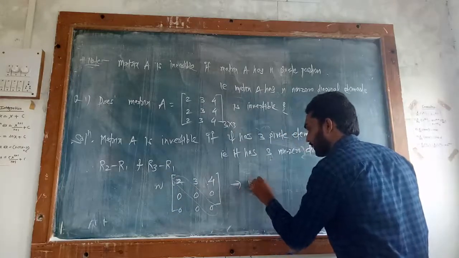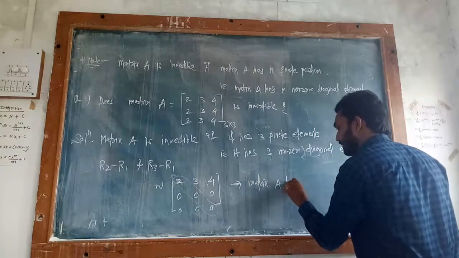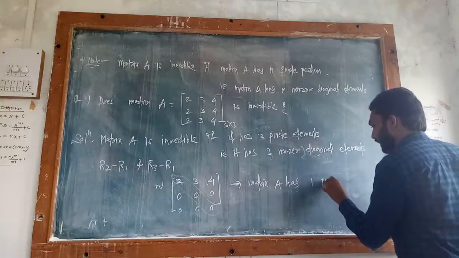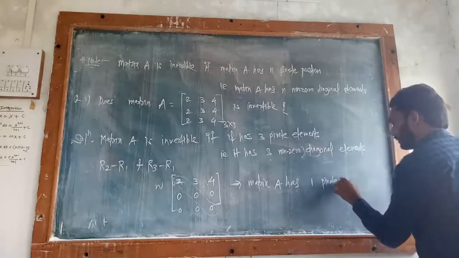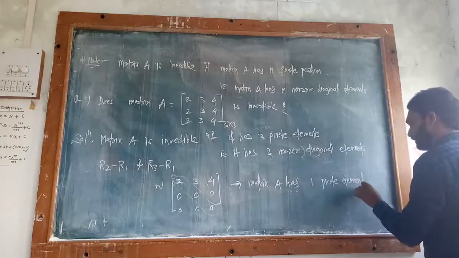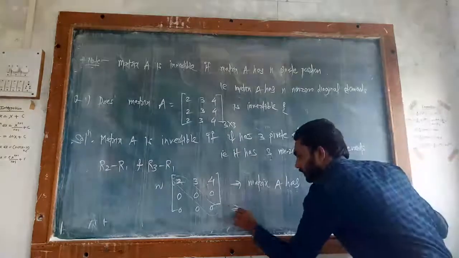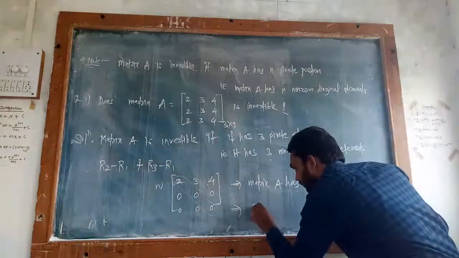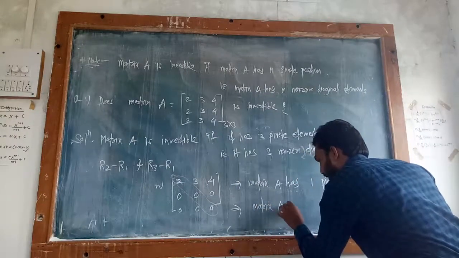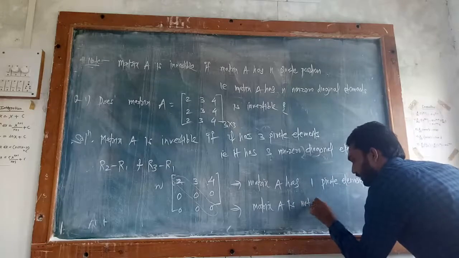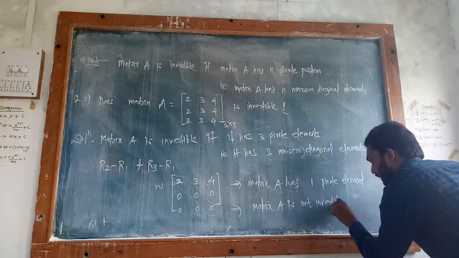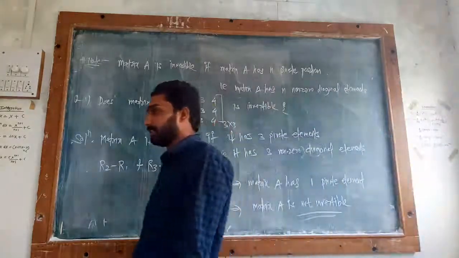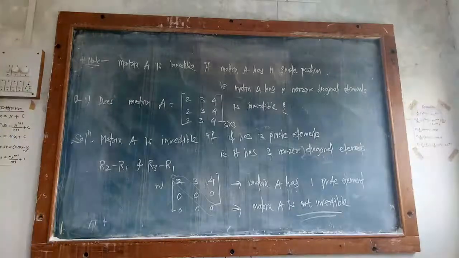Therefore, matrix A has one pivot element. Therefore, matrix A is not invertible. Okay? It is a very simple example. We only have to check how many pivot elements are in the given matrix. Okay? So let us write the next example.